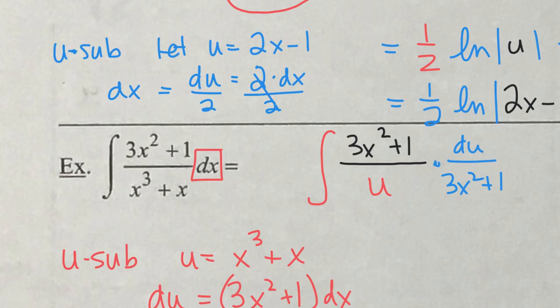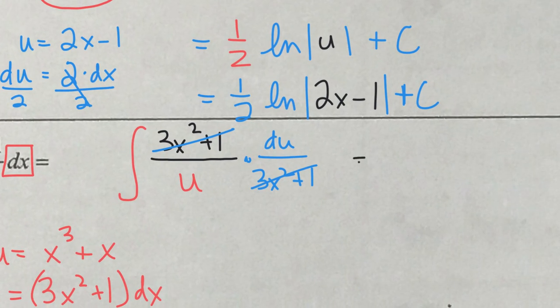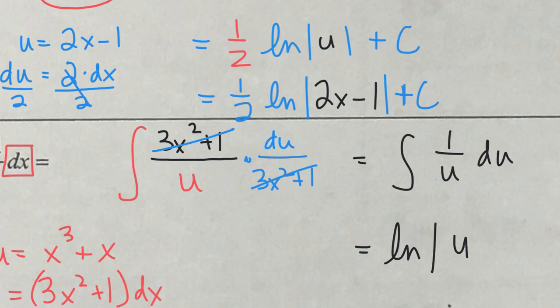Right? And since we're multiplying, 3x squared plus 1 divides 3x squared plus 1. So we are looking at the antiderivative of 1 over u du, right? Which is exactly what we want, something simple. So this antiderivative is the natural log of the absolute value of u. And our last thing we do is we replace u with the equation that we said it was equal to before. So the natural log of x cubed plus x plus c.